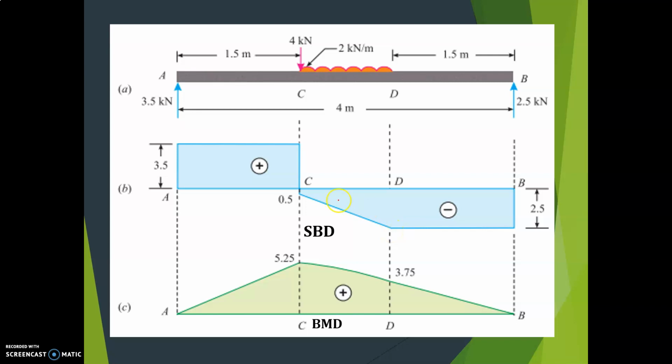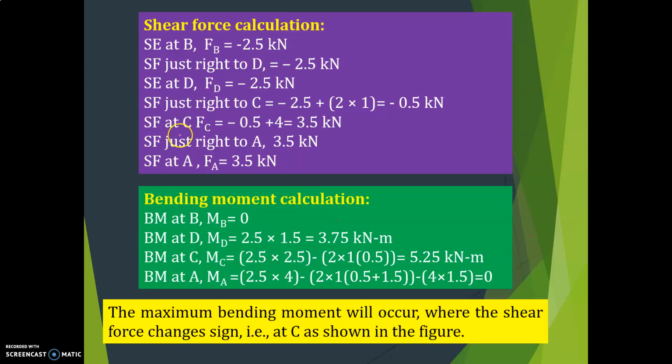Next, at C, it is 0.5 minus. But see, this is UDL, so it has to go like this. When there is no load, you get a straight line. If it is UDL, you have to go like this, an inclined line. So it is now 2.5 to 0.5. Then at C, it is minus 0.5.